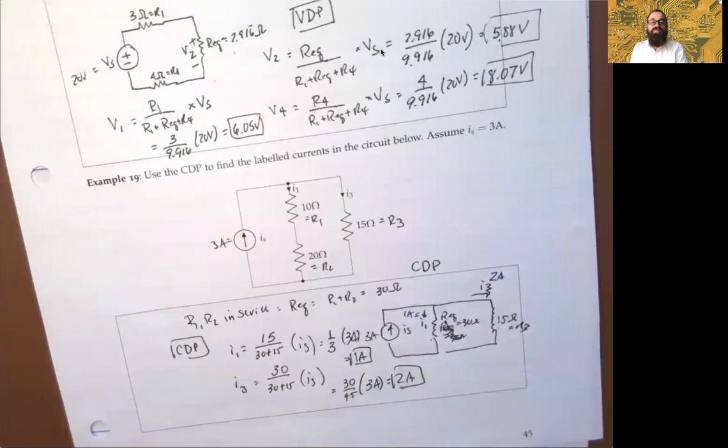Again, to rationalize that, the equivalent here was twice the ohmage that this was. So the higher the resistance, the lower the current, okay? It's just the opposite of voltage, right? So you're going to get a lower current here because you got higher resistance there, okay?